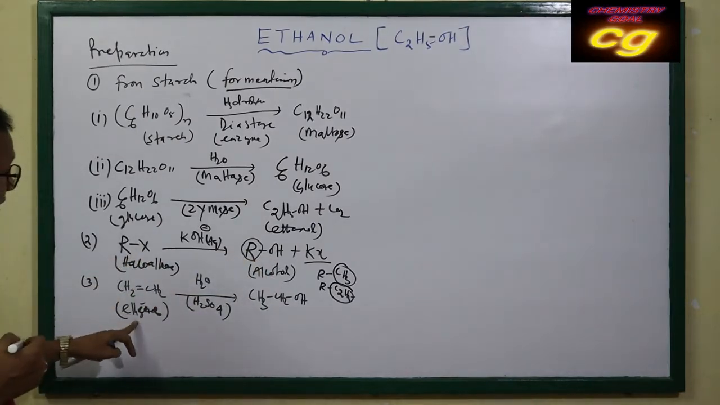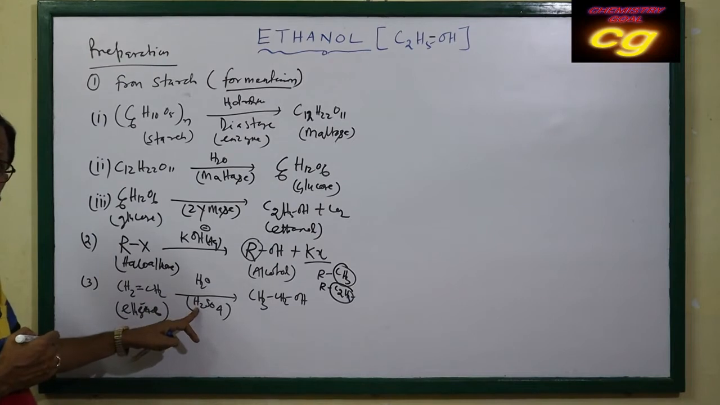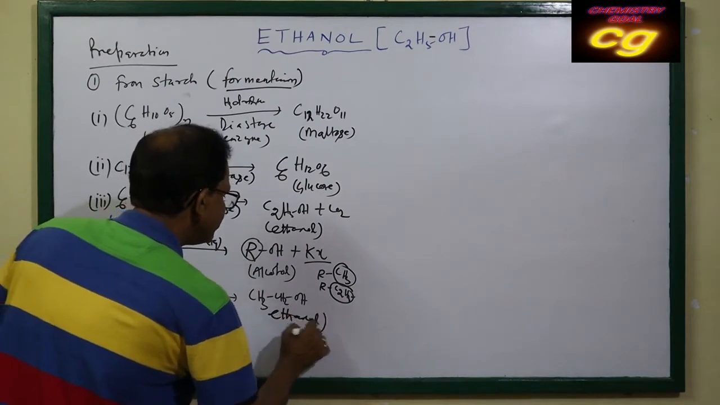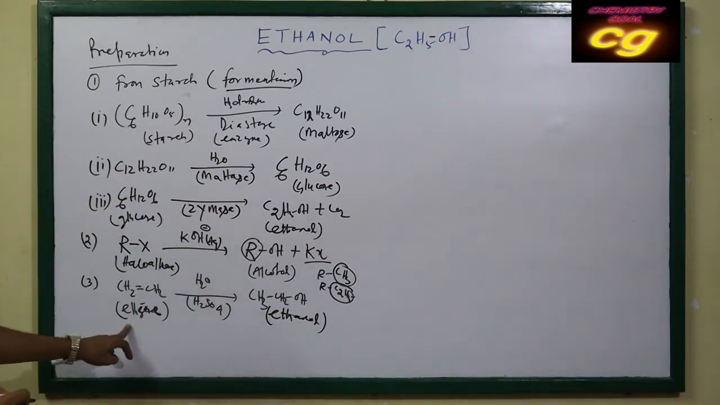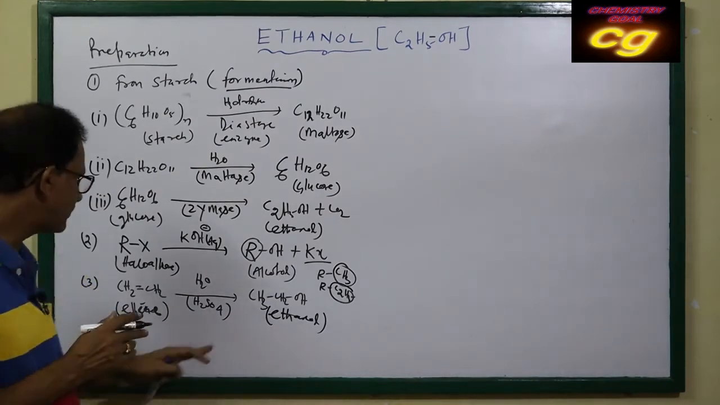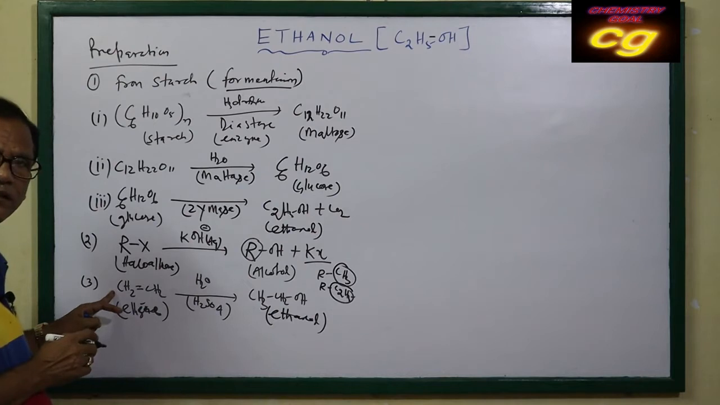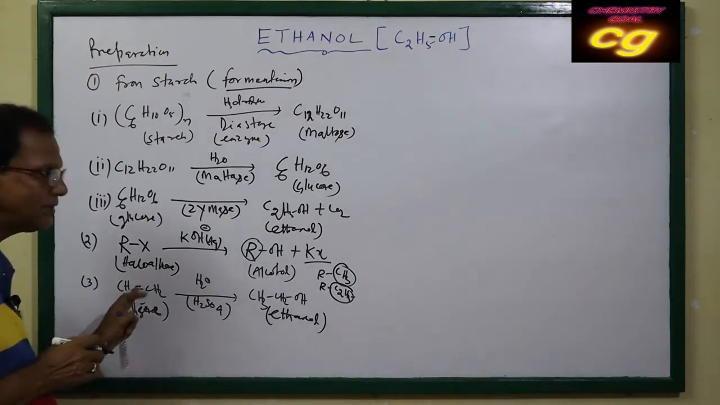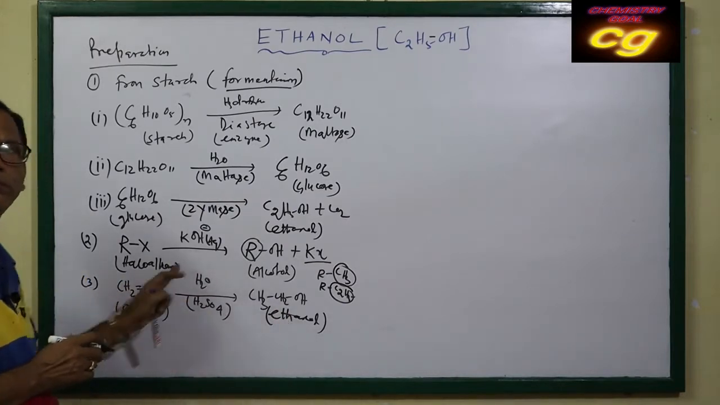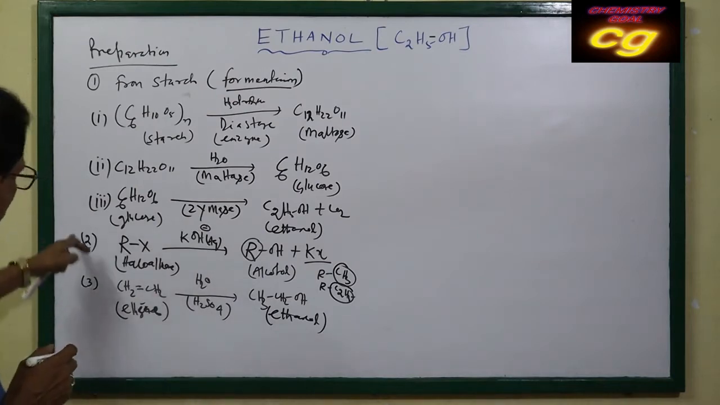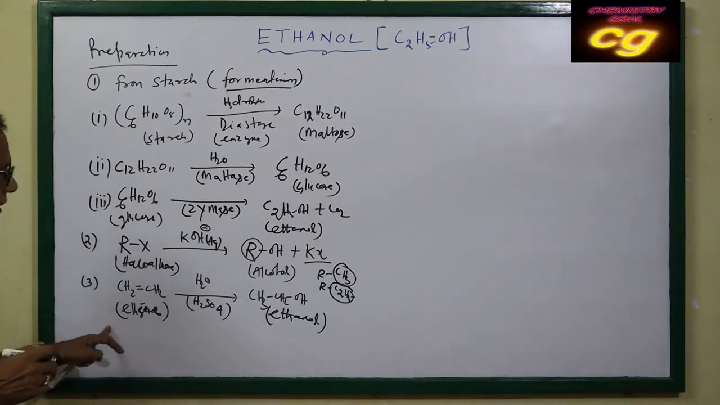So if you take ethene, it gets hydrated in presence of acid, forming ethanol. This is ethanol. So ethene gives ethanol. If you take propene, you will get propanol. So depending upon the alkene taken, the result will be the corresponding alcohol: ethene, ethanol; propene, propanol, like this. So these are the laboratory methods of preparation of alcohol.